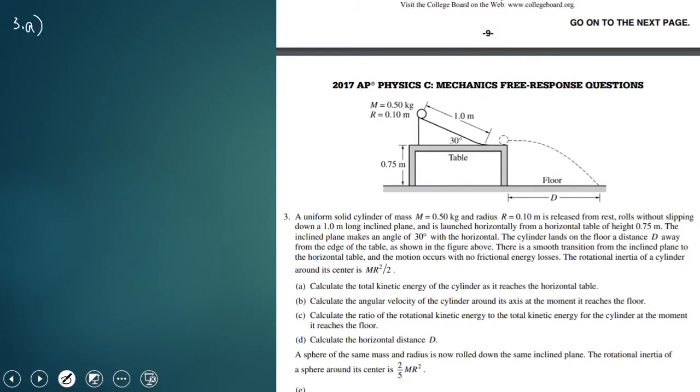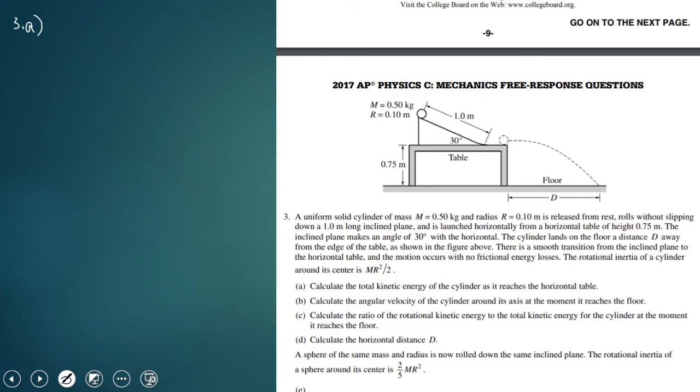Okay, so we're on to question number 3 now. A uniform solid cylinder of mass m equal to 0.5 kilograms and radius 0.1 meters is released from rest. It rolls without slipping down a 1 meter long inclined plane, and it is launched horizontally from a horizontal table of height 0.75 meters. The inclined plane makes an angle of 30 degrees with the horizontal, and the cylinder lands on the floor a distance d away from the edge of the table as shown in the figure above. There is a smooth transition from the inclined plane to the horizontal table, and the motion occurs with no frictional energy losses. The rotational inertia of a cylinder around its center is mr squared over 2.